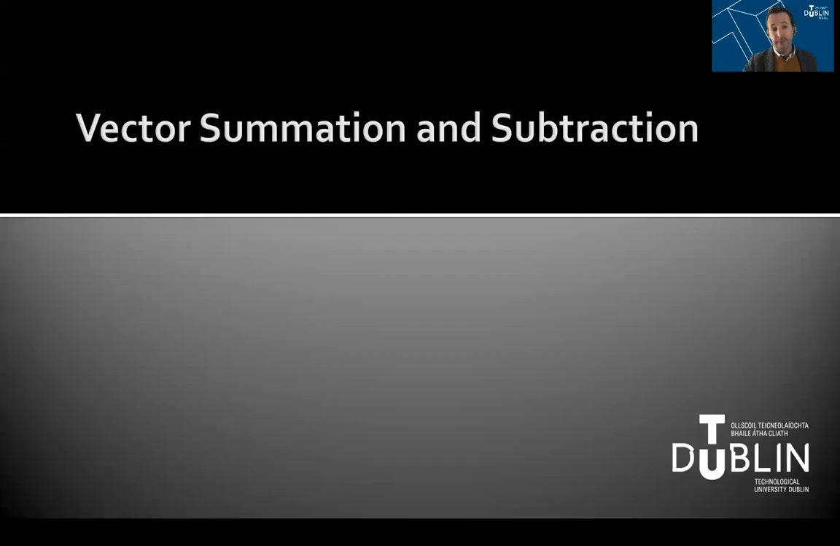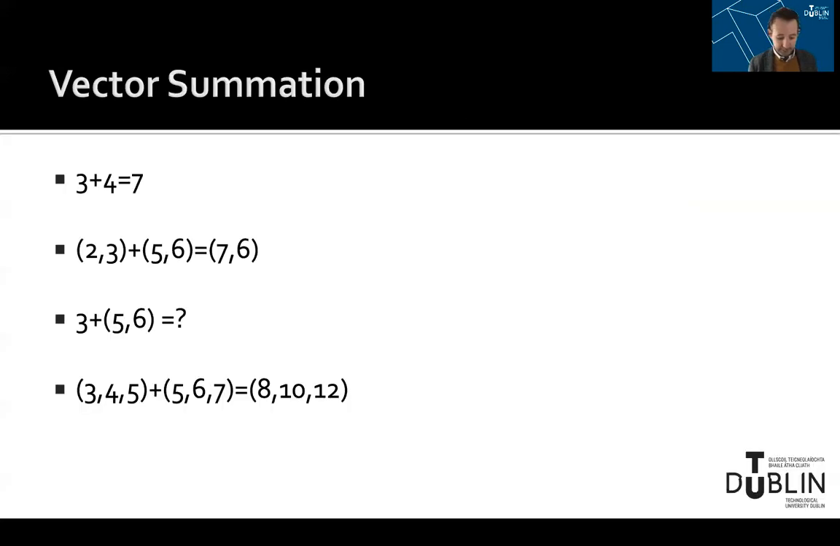So, simple summation. In 1D, 3 plus 4 is 7. In 2D, you have a vector u plus v. Vector u is 2, 3. Vector v is 5, 6. 2 plus 5 is 7. 3 plus 6, and that should be 9.